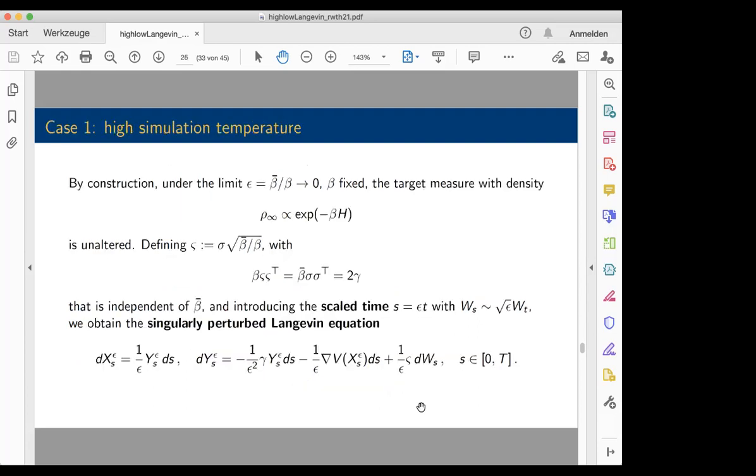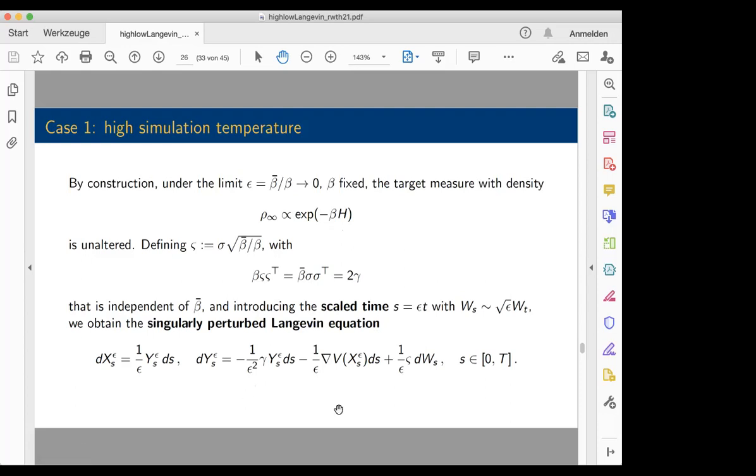Okay, so this doesn't look so fancy. Now, if we send epsilon to 0 and do a rescaling of time, it turns out that because we send the simulation temperature to infinity and keep the target temperature fixed, the invariant measure will be preserved for everything we do, and so for any value of epsilon. And if we rescale time, the Langevin dynamics under this scaling becomes this one. So it has one over epsilon everywhere in place.